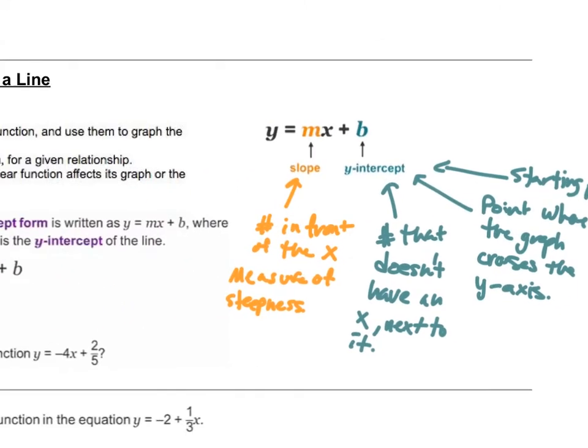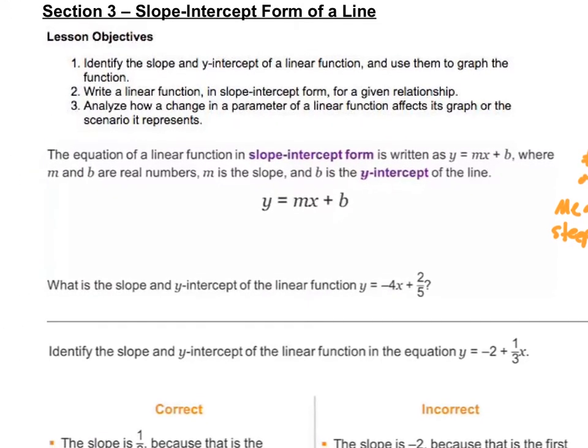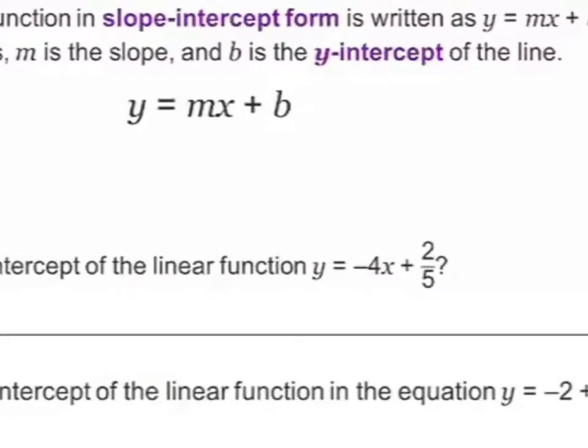So, all right, let's take a look back over here. Okay, and we just kind of talked about all that. You guys can read through that if you want. And then it says, what is the slope and y-intercept of the linear function y equals negative 4x plus 2/5? So, remember what we know. We know that the slope is the number that is in front of the x, and so I'm going to write over here that my value for m is equal to negative 4. And then that my value for b is the value that does not contain the x. So I'm just going to write that b is equal to 2/5.